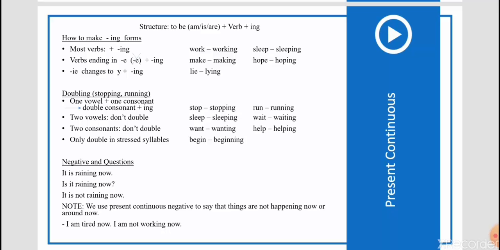We have one note here. We should be attentive. We use present continuous negative to say that things are not happening now or around now. Keep in mind, some people accept present continuous only for situations that are happening at the moment of speaking, but it can also occur during the process of speaking or around now, nowadays.